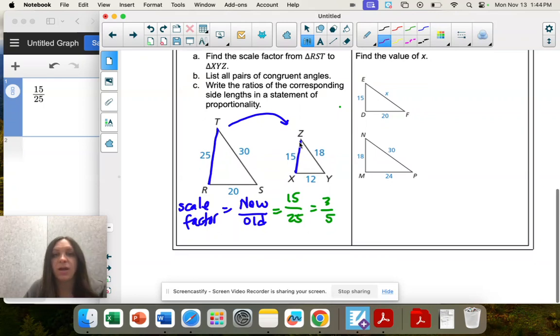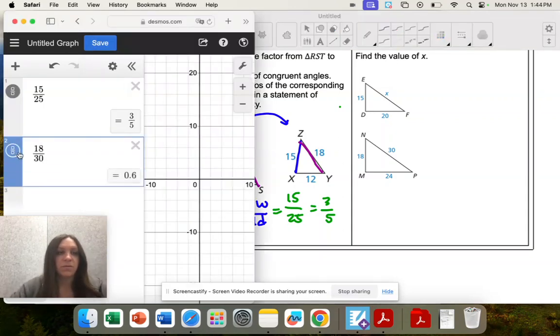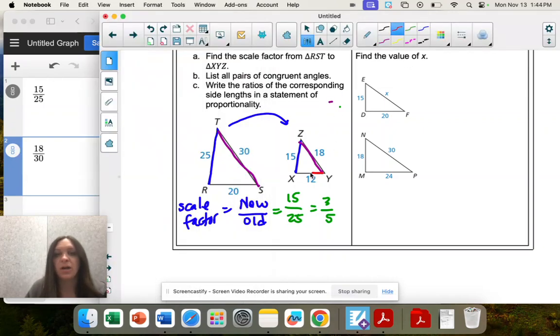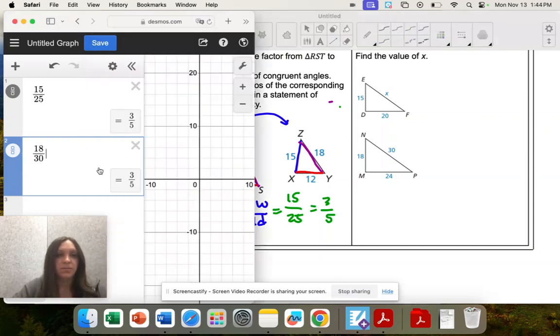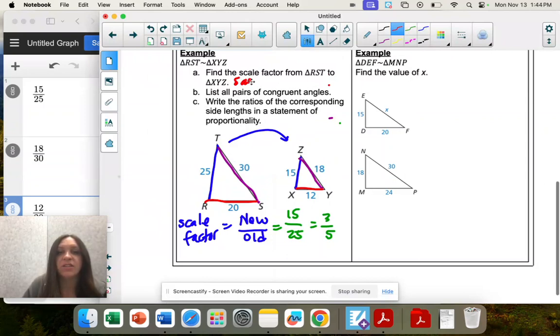And I can do that with every side. So how about we go 18 and 30, new over old. Guess what I get? 3/5. And then the last one, 12 over 20, new over old. 3/5. So the scale factor is the same for all sides. It's a dilation.